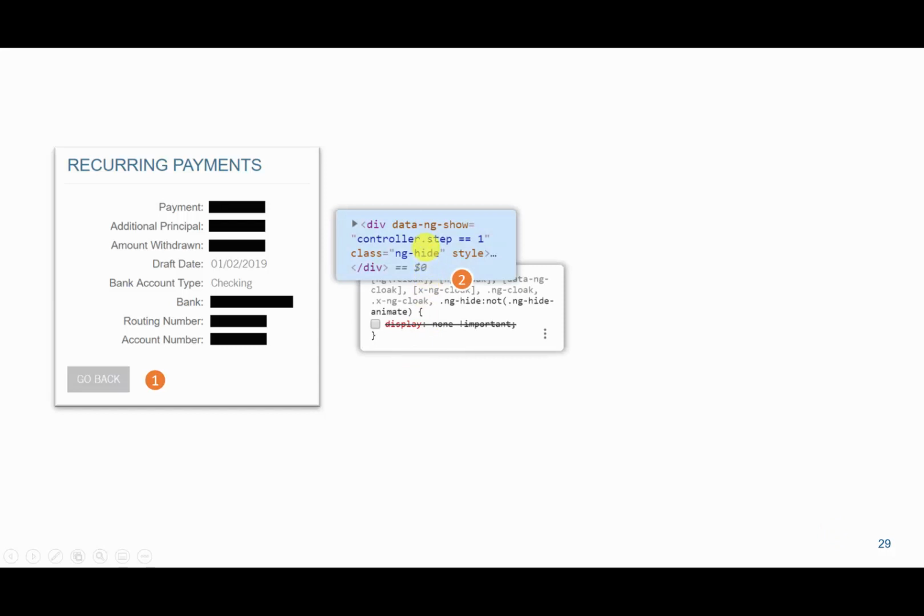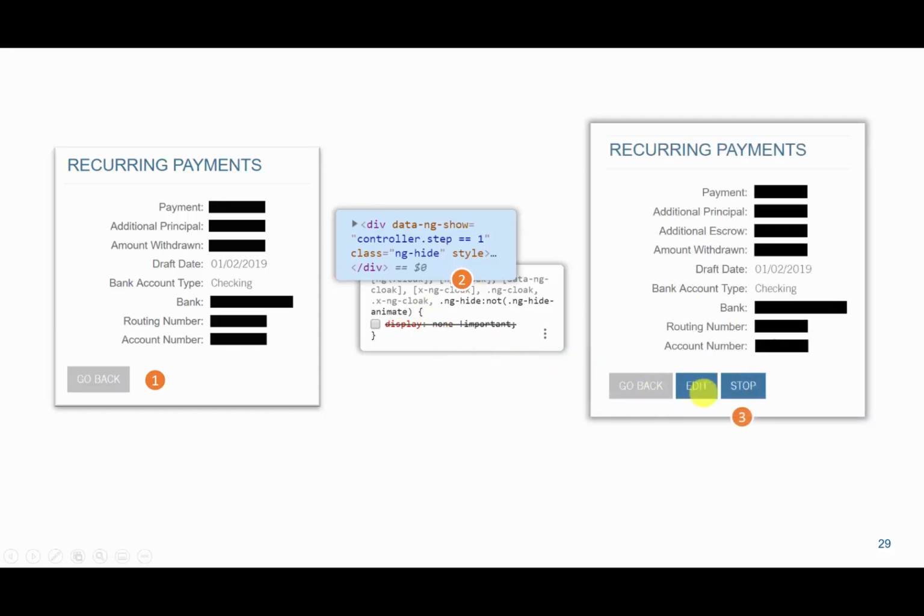And so what they did is they went into recurring payments and saw that there was no method to edit or stop this recurring payment. So they went into the elements and looked to see if there was a way to stop or edit this. They noticed that there were some classes and some CSS that were used to hide certain elements. They disabled this and then saw edit and stop buttons appear.